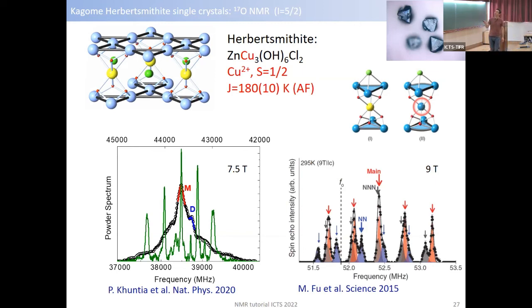So this is Herbertsmithite. That's a very good representative of the antiferromagnetic Kagome model. So it's antiferromagnetically coupled copper spins with a strong antiferromagnetic interaction, and the coppers are on a Kagome lattice. When you do the NMR on crystals like that, it's oxygen-17 NMR, it's a spin 5/2, so you expect 5 lines. When you do the NMR, you get more than 5 lines, actually even more than 10.